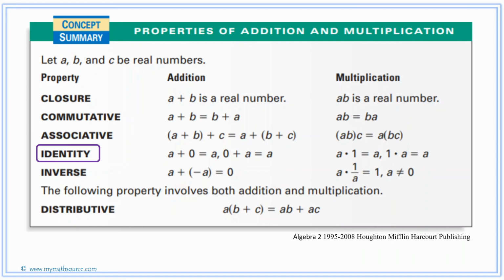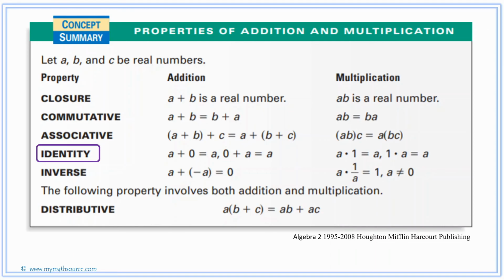Alternatively, you can use the commutative property, and you can switch the 0 and the A. So 0 plus A is also A. So 0 plus 5 is 5. 5 plus 0 is 5. 7 plus 0 is 7. 0 plus 7 is 7. So the identity property also has the commutative attribute.